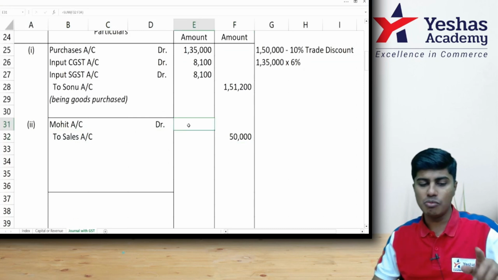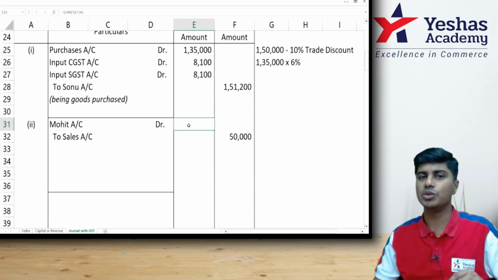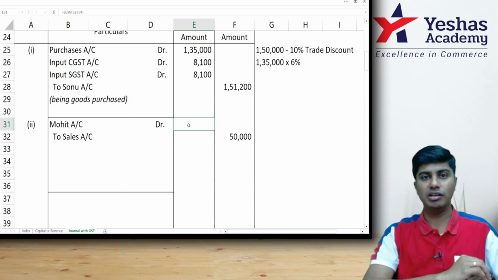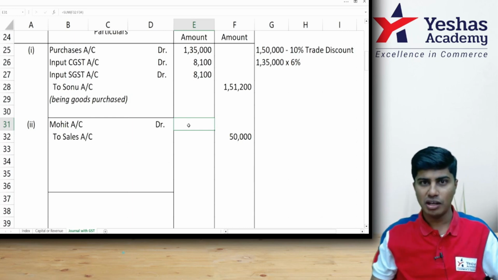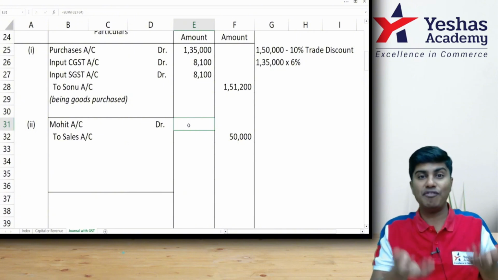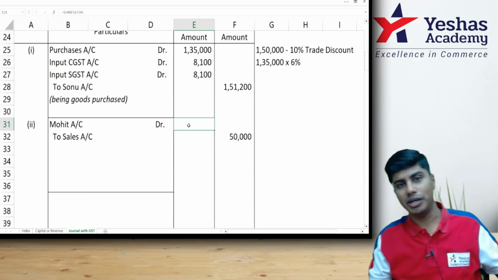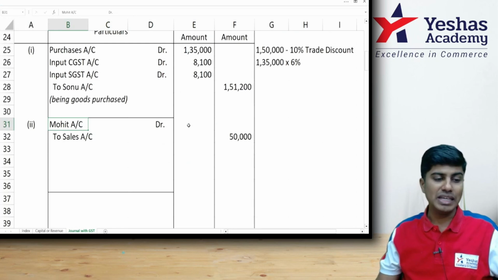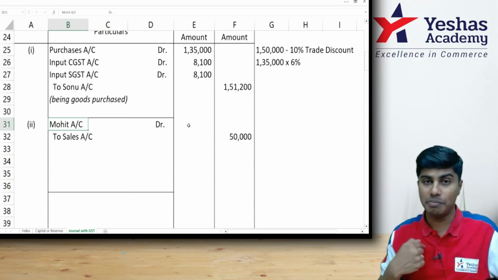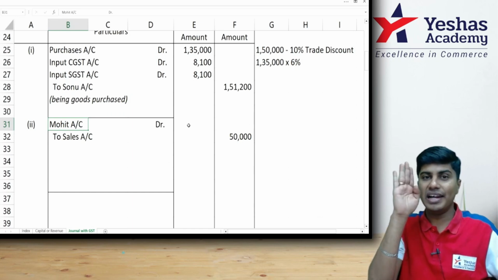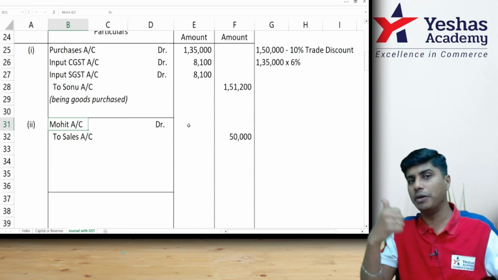I would have been debiting Mohit by 50,000 and collecting 50,000 from Mohit. But Mohit owes me much more than 50,000. Mohit is supposed to pay me 50,000 and he is also supposed to pay the GST amount, which I will collect from Mohit and then pay to government. How much is the GST rate? 5% on this. So here GST will be collected by me. I am Kapil. Mr. Kapil will collect GST from Mohit and pay it to government.